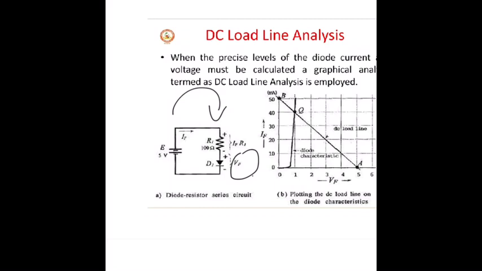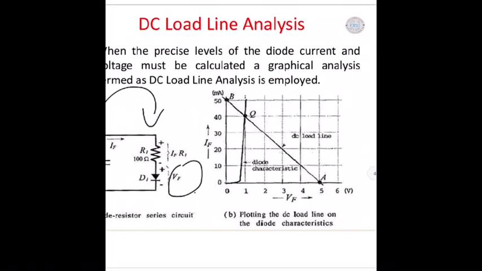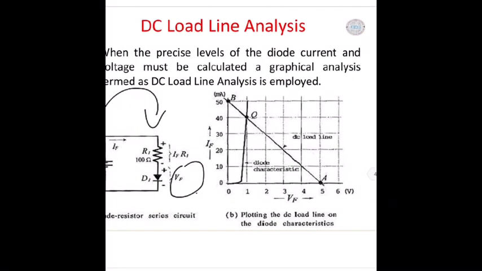So plotting the DC load line on the diode characteristics, you can see here, this is a DC load line. This is a Q point. This is a diode characteristics. The plot is voltage versus current.